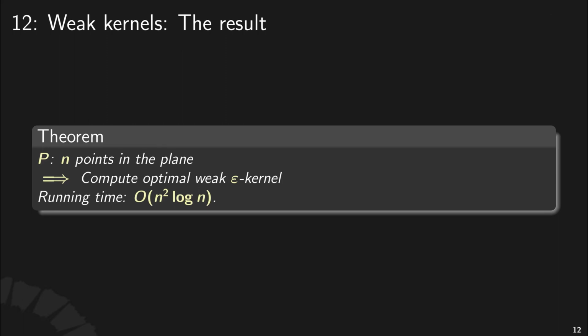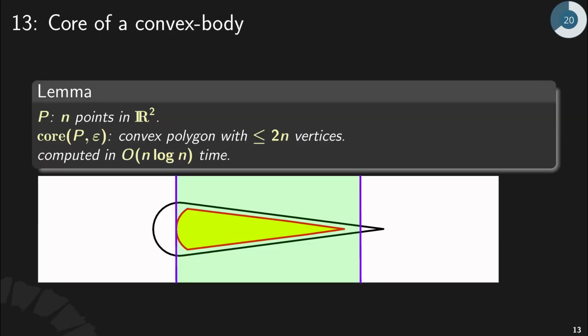We showed how to compute it in quadratic time, or almost quadratic time. And to appreciate this result, maybe let me mention that our initial algorithm for this problem had running time n to the 7th, so getting the running time back to quadratic was quite satisfying. And again, this requires some ideas, and see the paper for details.